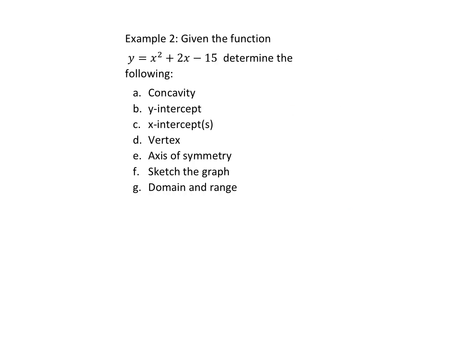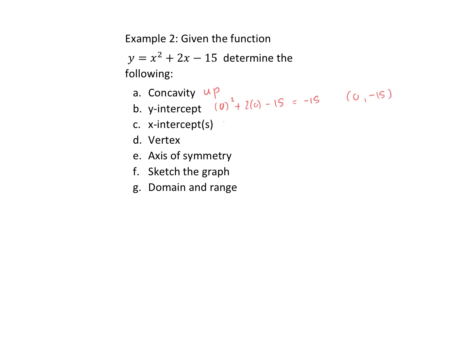Okay, so let's try another one. We have the same question. We just have a different equation. So this time it's a positive x squared. So I know it's concave up. For the y-intercept, I'm going to put in 0 to find the value of y. So that's going to be negative 15. So the y-intercept is (0, -15).